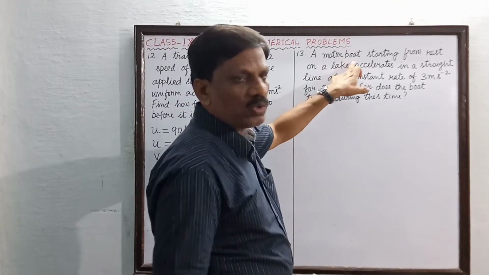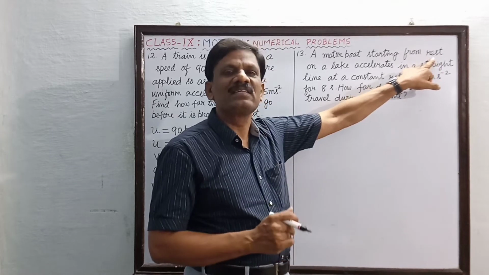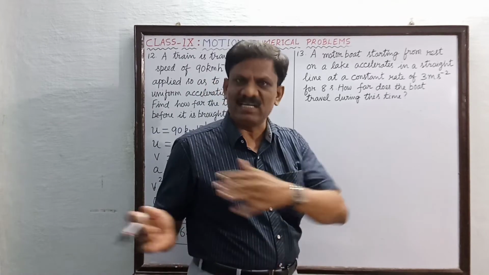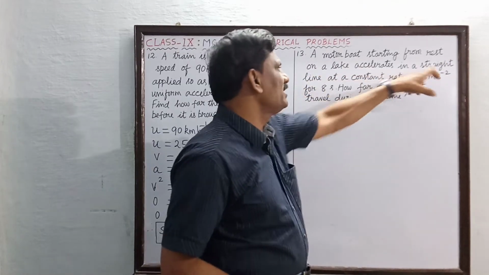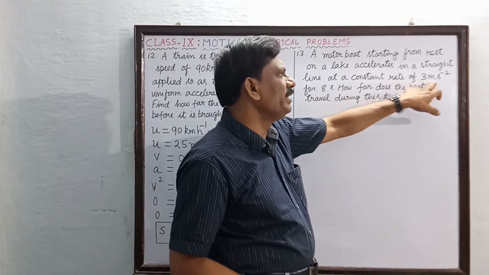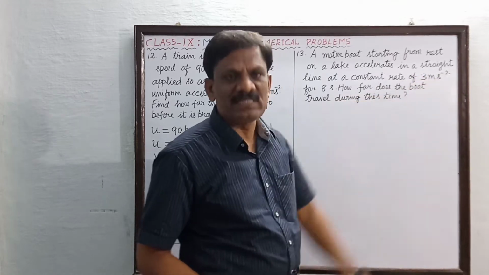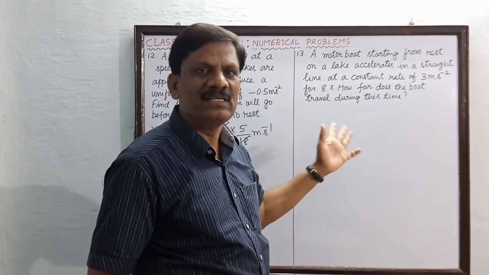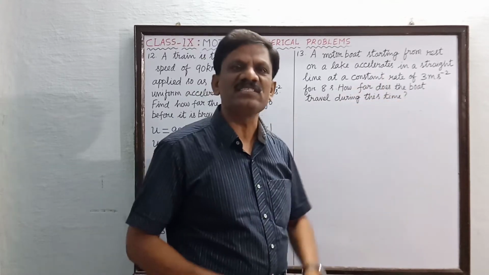A motor boat starting from rest. What is given here? Initial velocity is equal to 0, is it not? It starts from rest, from a lake. It accelerates in a straight line, rectilinear motion, at a constant rate of 3 meter per second square. So constant acceleration is 3 meters per second square, and it is accelerating for 8 seconds. Time taken is 8 seconds. How far does the boat travel during this time?